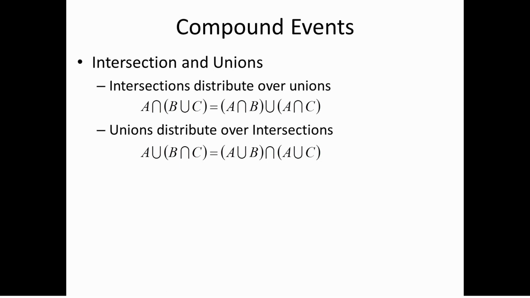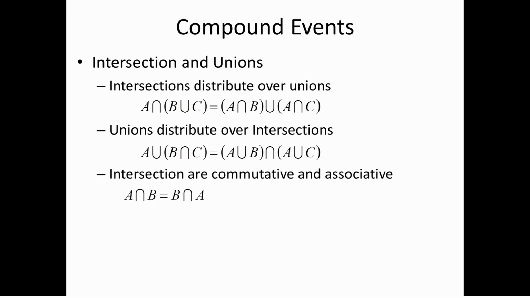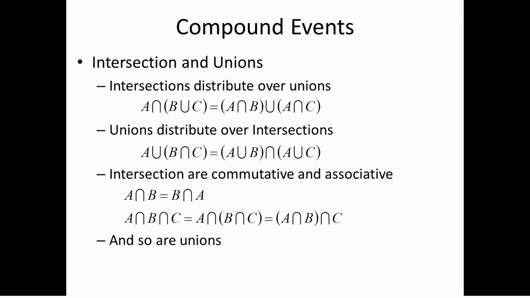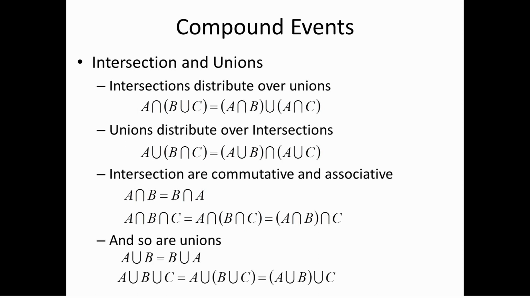Now, there's one other thing that's nice to know, which is that intersections are commutative and associative. What does commutative mean? It means that the order in which we take 2 intersections doesn't matter, and of course that makes sense, just thinking about the definition of intersection. It's also associative. It means that when we have 3 intersections, it doesn't matter how we group them. We can perform them in any order. And the same is true for unions. They're also commutative and associative.